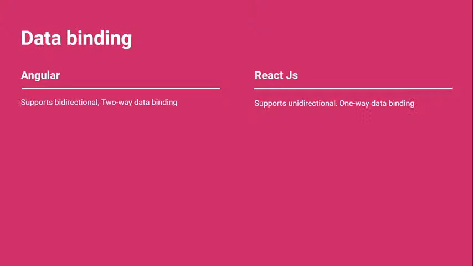Data binding, it's one of the features of Angular. Angular supports bidirectional, two-way data binding, but React.js is unidirectional. It's simply JavaScript, so it supports only unidirectional, and the feature is not supported here, so it's one-way data binding.